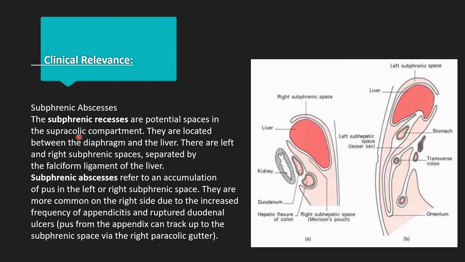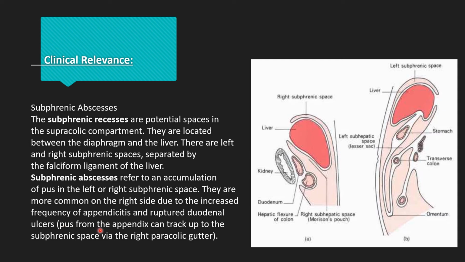They are located between the diaphragm and the liver, that you know, and they are right and left, yes we know this, and separated by the falciform ligament of the liver. So the subphrenic abscesses refer to an accumulation of pus in the left or right subphrenic space. They are more common on the right side due to the increased frequency of appendicitis and ruptured duodenal ulcers.